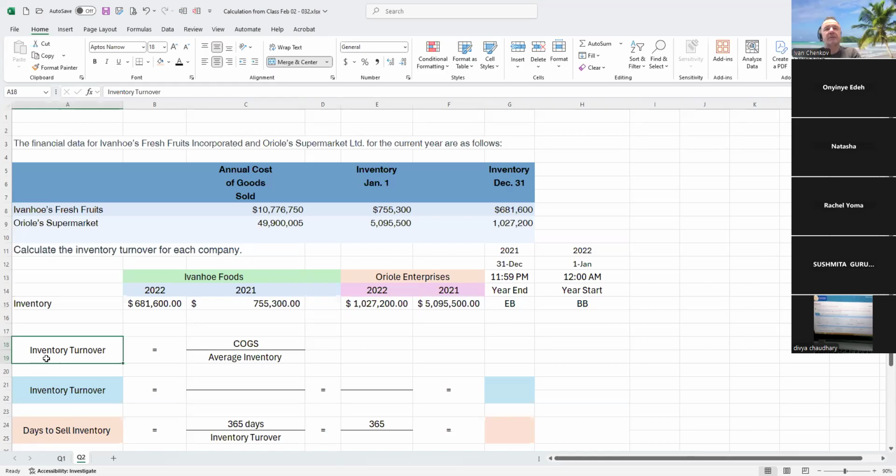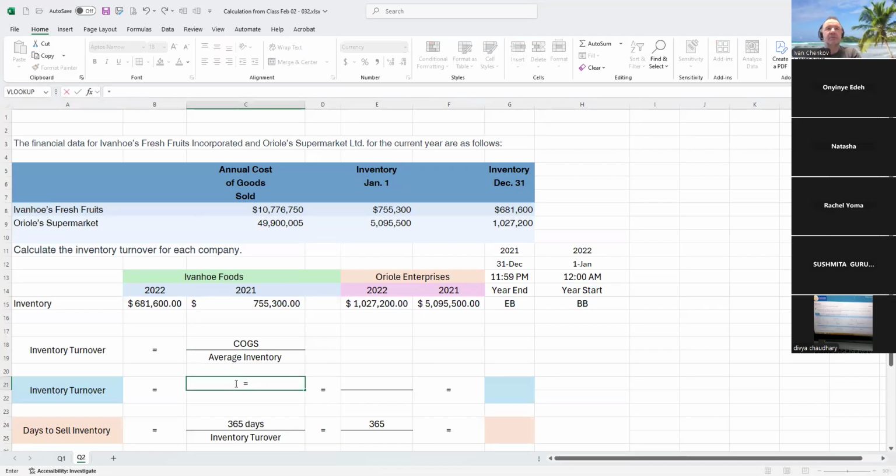How are we going to get it? Cost of goods sold divided by average inventory. Agreed. How much is my cost of goods sold? 10,776 for the first company. So the denominator will be 755,300 plus 681,600 divided by 2. Okay, let's calculate it now.